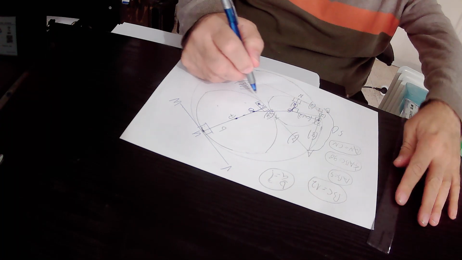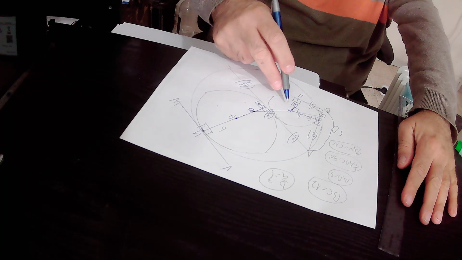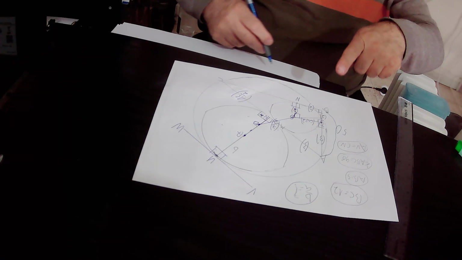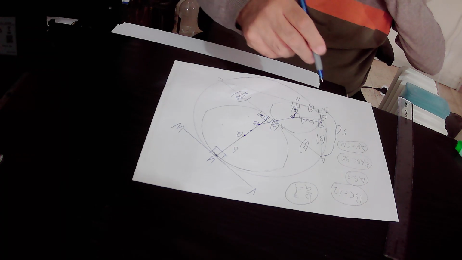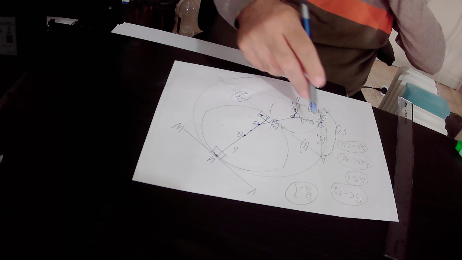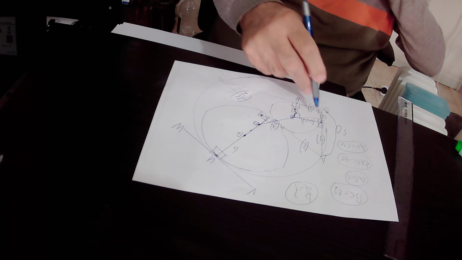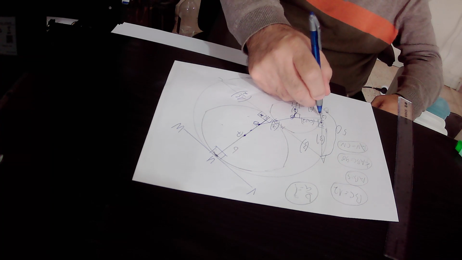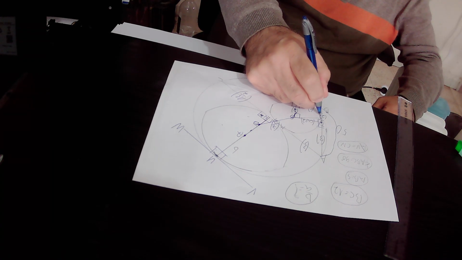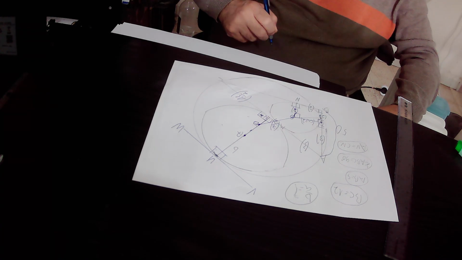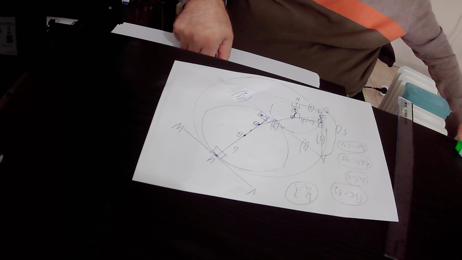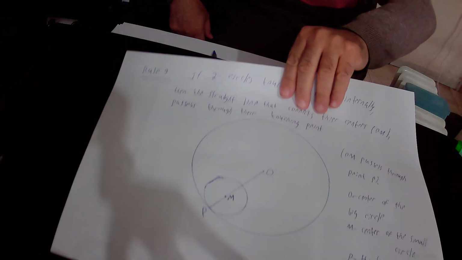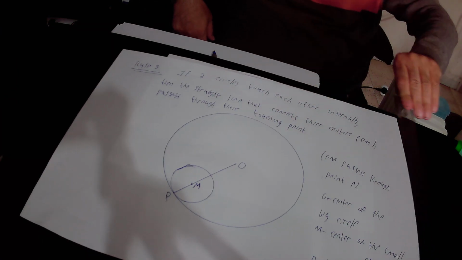Point O is the center of the bigger circle. Point P is the center of the smaller circle. And at this point, the smaller circle touches the biggest circle. We find the touching point as S. And in the next step, I present to you rule number 9. And we implement rule number 9 in our drawing.